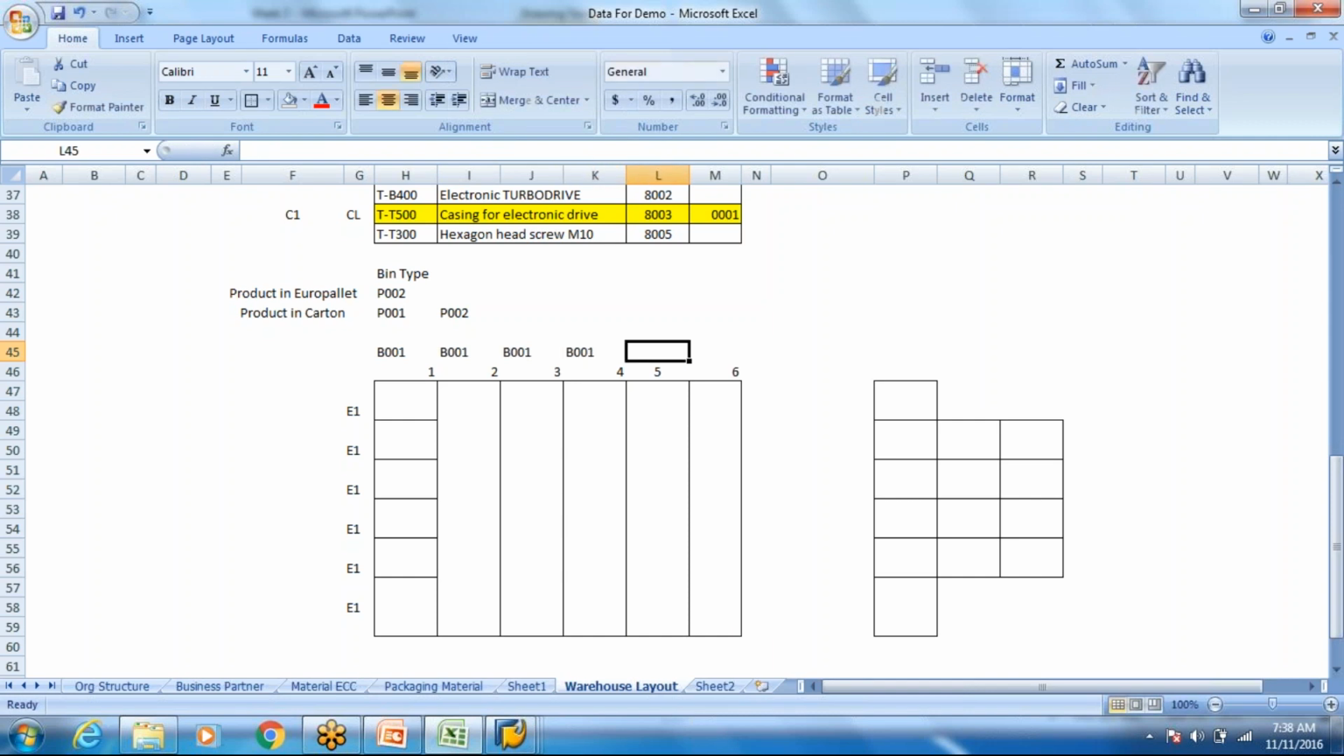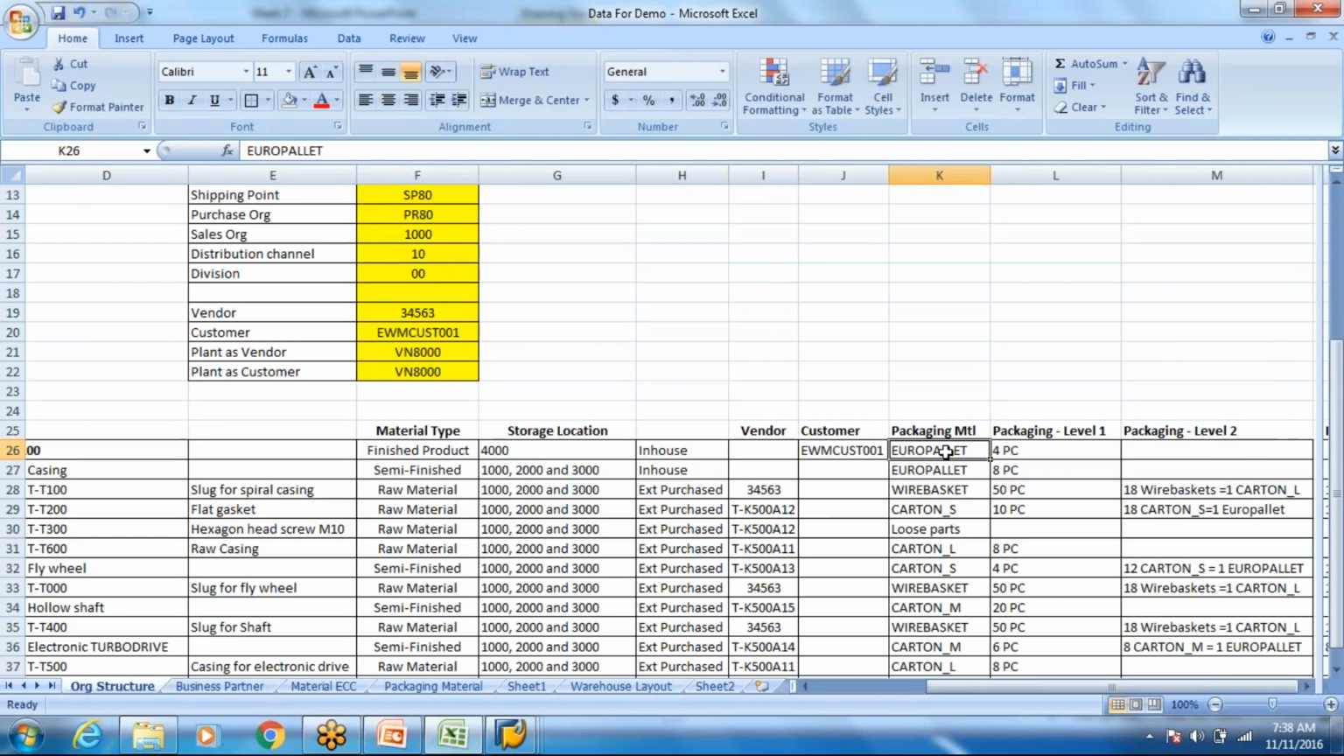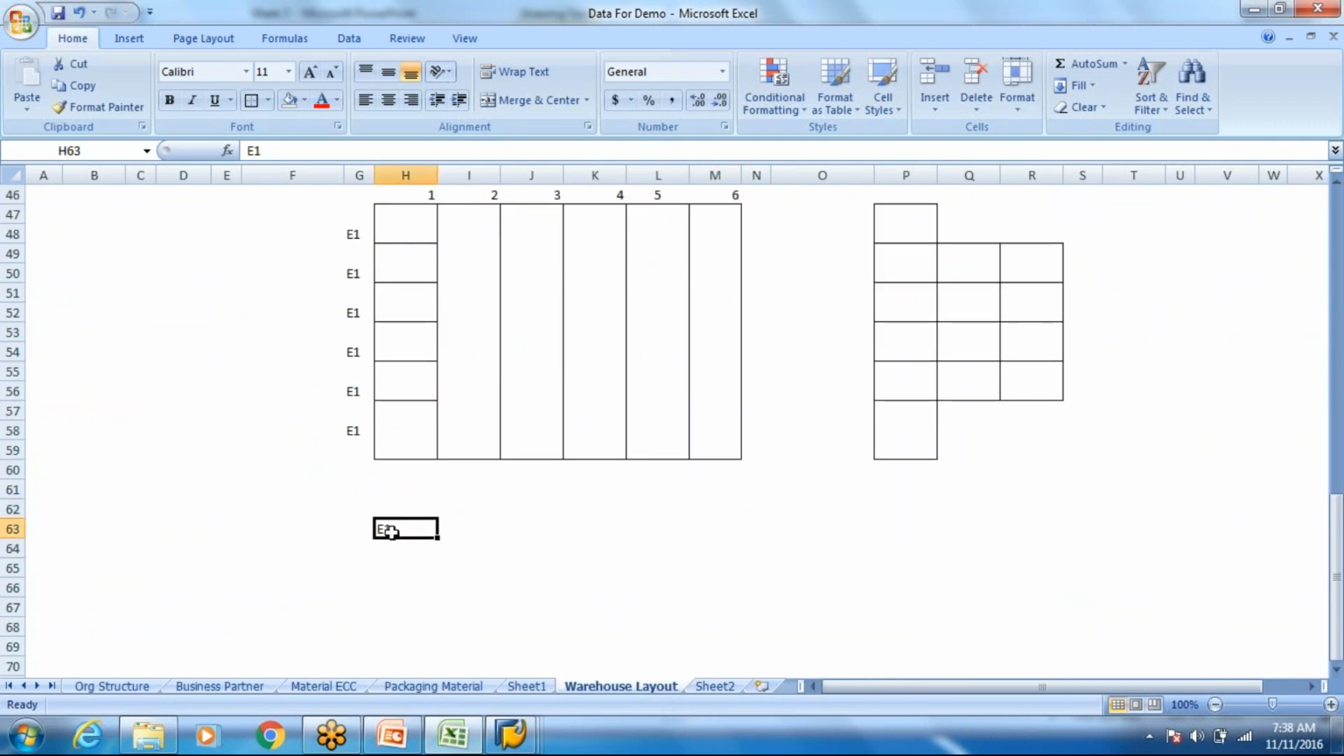Okay. So for our pump, we are going to say, whenever it comes in Euro pallets, so mostly we are going to receive it in Euro pallet. So whenever the pump comes in Euro pallet, Euro pallet means E1, bin type, and if it is going into bin type B001, how many rows can I have?